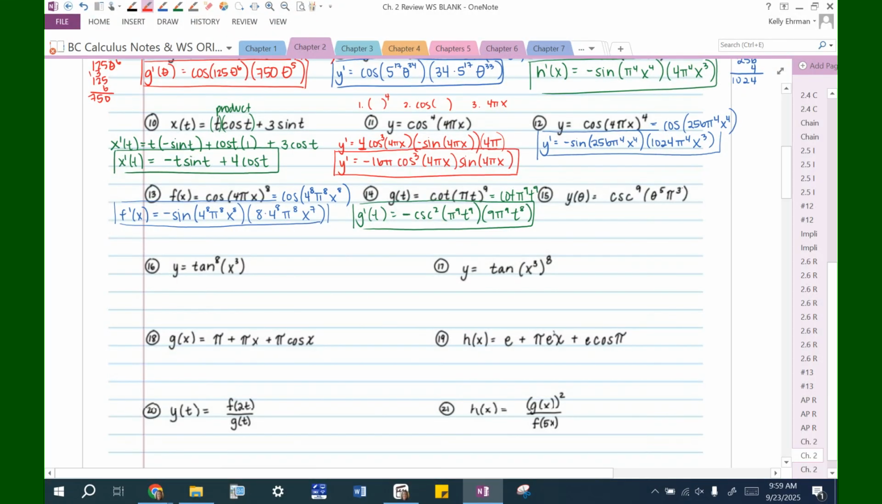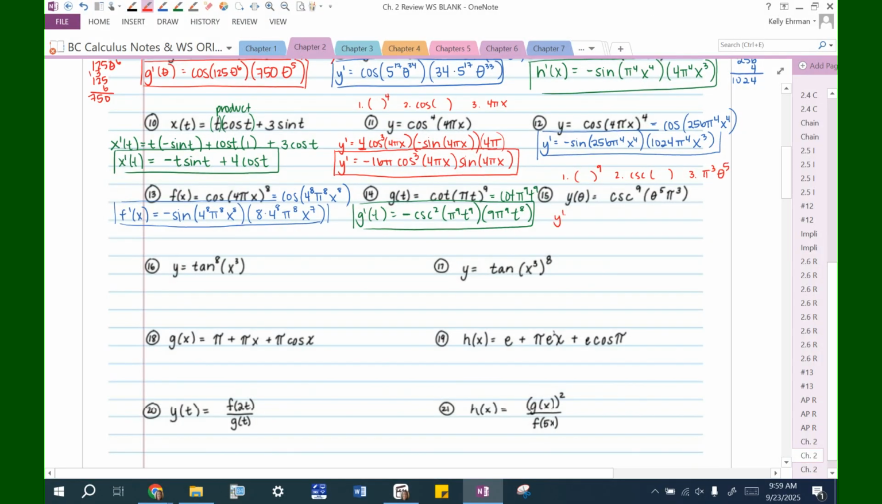Cosecant to the ninth of all this, so the outermost function is something to the ninth, and then we have a cosecant of something, and then we have theta to the fifth. Actually, I want to rewrite that. Theta is the variable. So again, trying to be tricky here. Pi to the third is the constant. So I like to write that first.